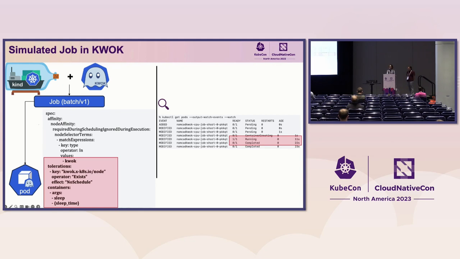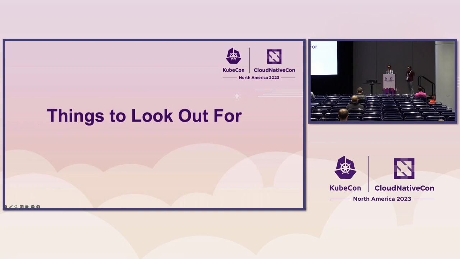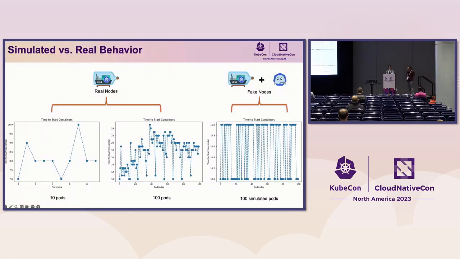So it looks like this toolkit is working, but there are a couple of things to look out for. And what we observed is, when you have an actual cluster, for example, a kind cluster, the bottleneck is the kubelet. It's the container runtime. As you increase the workload on your node, the time to start the containers will increase.